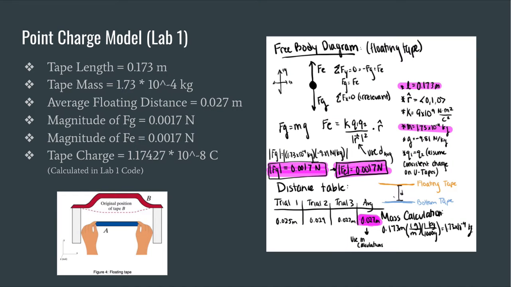Before we jump into Lab 2, let's take a minute to review Lab 1. In my floating tape experiment, I used Newton's first law to create a free body diagram, treating the piece of tape as a point mass and point charge, seen here. I used this to calculate the magnitudes of the equal and opposite gravitational and electric forces and used these values to computationally determine the net charge on the tape while treating it as a point charge.